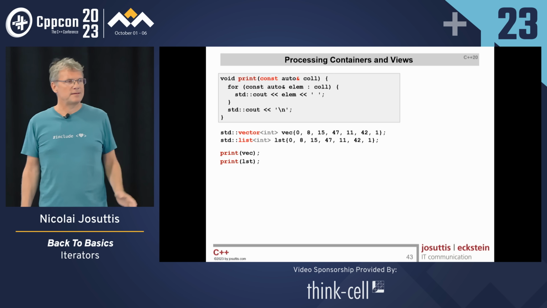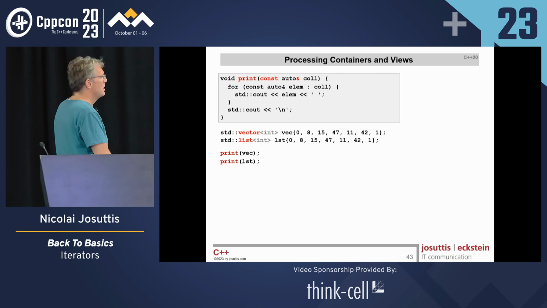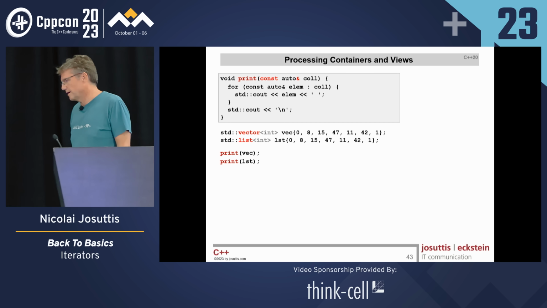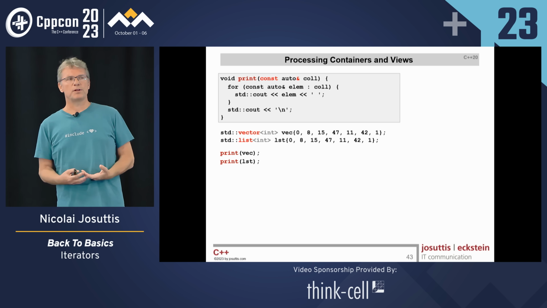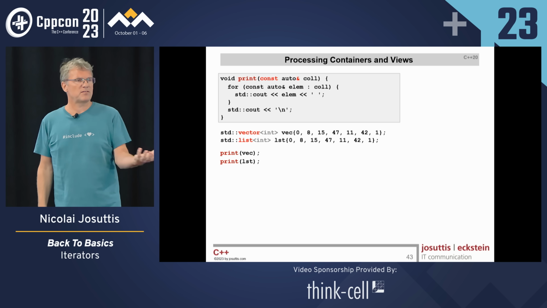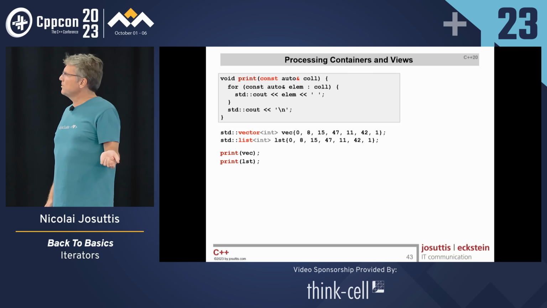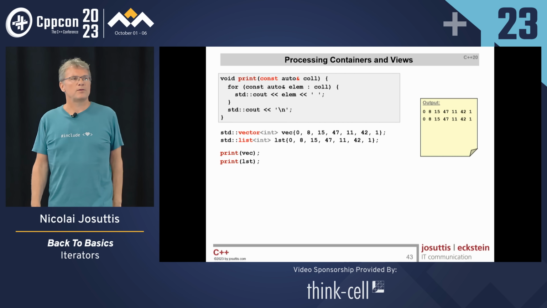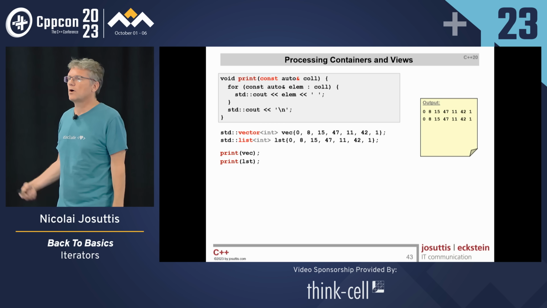There's a consequence of that design. The consequence is demoed by this example. It's an ordinary generic print function. In C++20, you can use auto instead of a template parameter. That's syntactic sugar. More interestingly, we can pass a vector of int and a list of int. Good, we can print out the values. We pass the container by const reference.